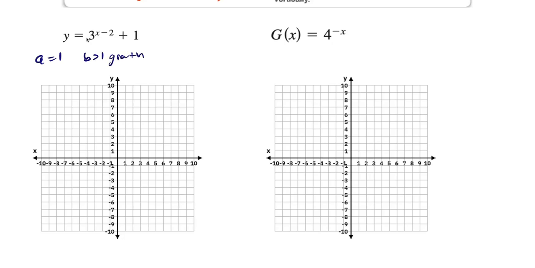And then we're going to move up 1, which is also our r, so we're going to go up 1, right? But that's also our horizontal asymptote at y equals 1. And then we're going to go right 2. So I tend to graph this part first. So this is like a basic one, so we know what we're talking about. Right, my a is 1, it's a growth, so it looks something like this.